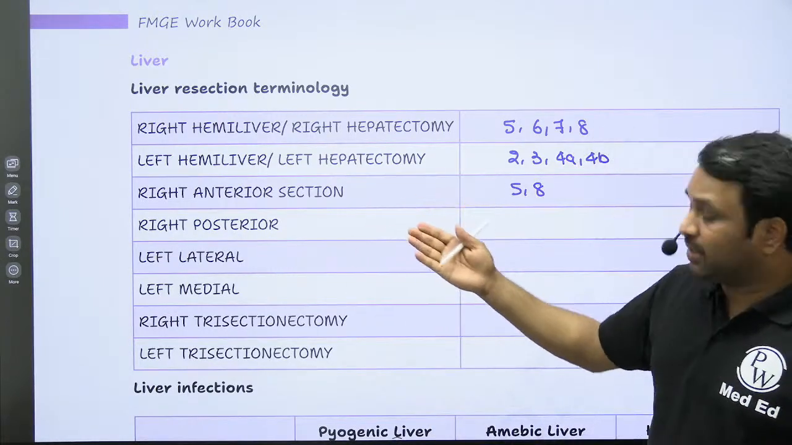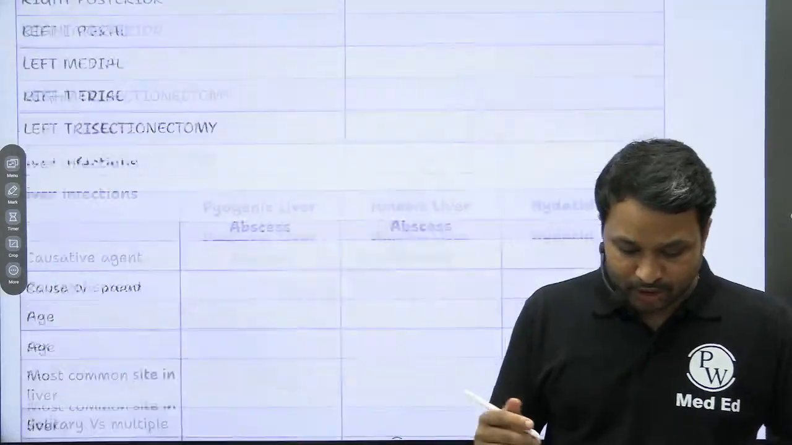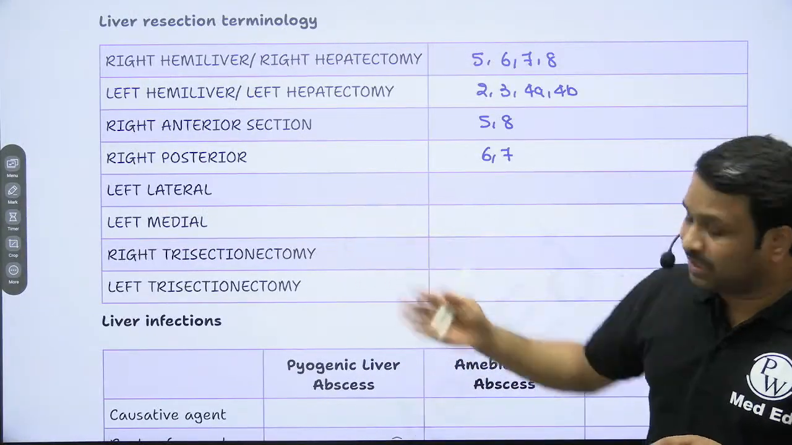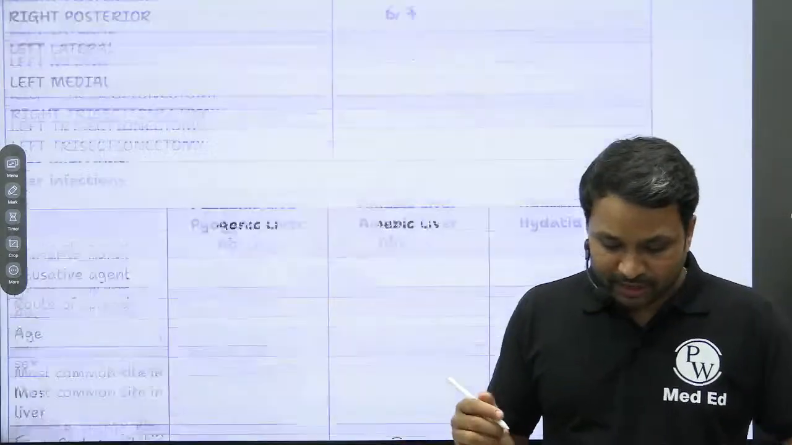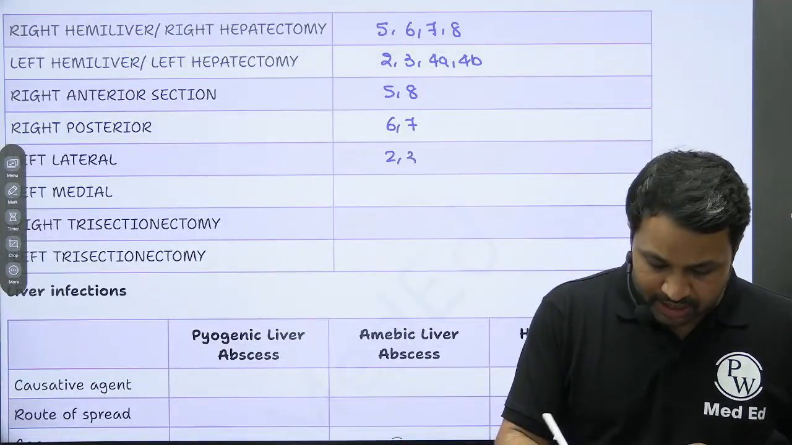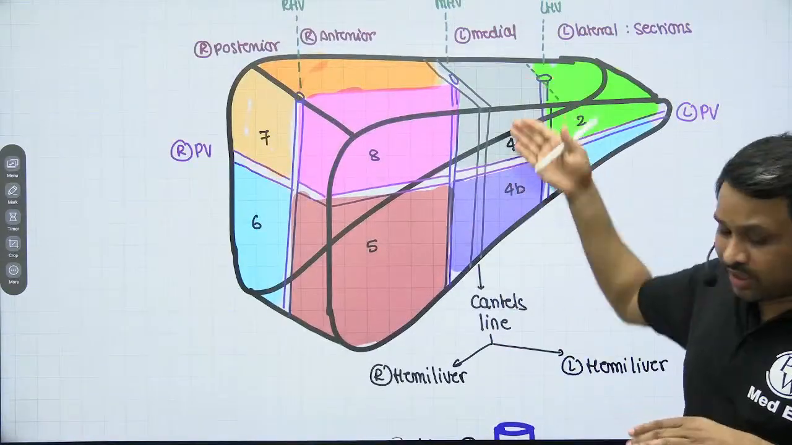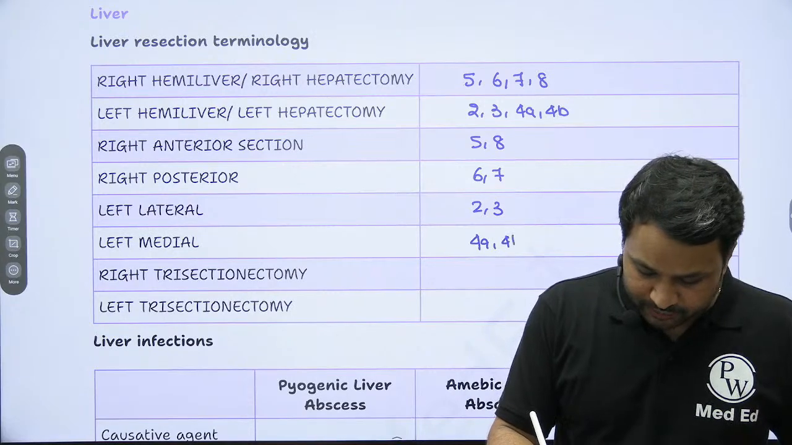Right posterior, what will you remove? We know what is in right posterior, what is at the back? 6 and 7. So right posterior, I'm going to remove segment 6 and 7. Then you say, left lateral, what will you remove? Where did left lateral go? Left lateral went here, 2, 3. So left lateral, I'm going to remove 2, 3. Left medial, what will you remove? Again come back to our diagram. What is left medial? Medial has 4A and 4B, so you are going to remove 4A and 4B.